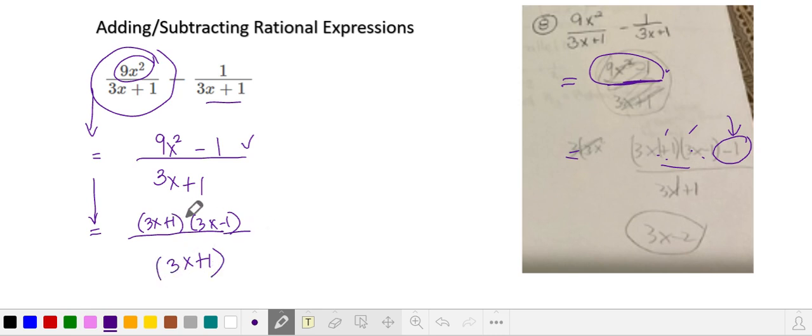So now, in the numerator, they're both multiplication. In the denominator, I only have one thing. So therefore, I can cancel this out. And therefore, my final answer, I'm just going to write it in here because I don't have space below. That will be 3x minus 1, where x cannot be equal to negative 1/3, which is when you set the denominator to 0. Okay? All right.